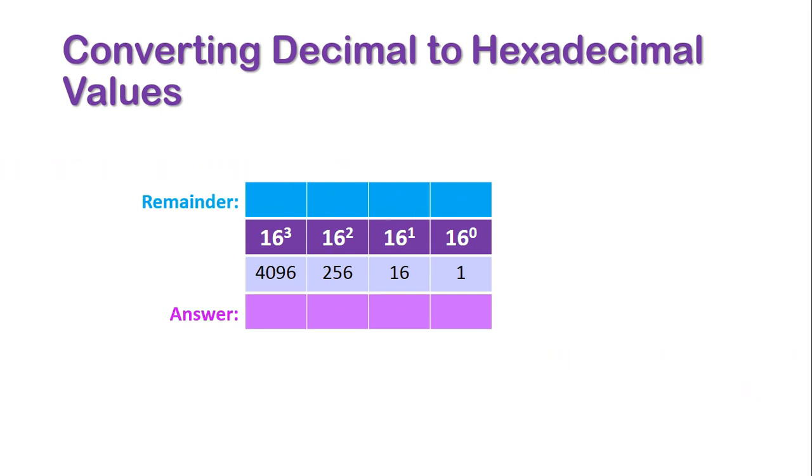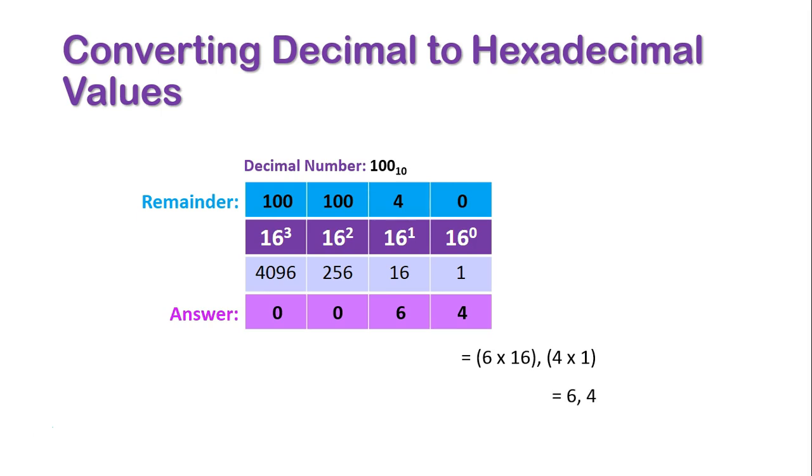Let's now look at another value. This time we'll look at the value of 100 in decimal. So once again, 4096 does not go into 100 and 256 does not go into 100. 16 does go into 100 6 times, and the remainder then is 4. And then obviously 1 goes into 4 4 times with a remainder of 0. So our answer here is 6 times 16 and 4 times 1, which gives us 6 and 4, which is 64 base 16 in hexadecimal.